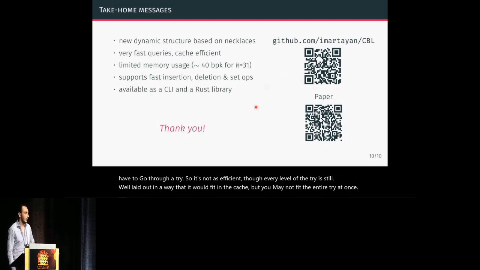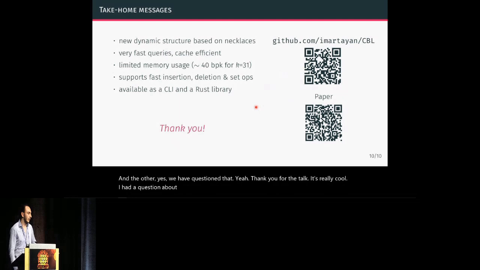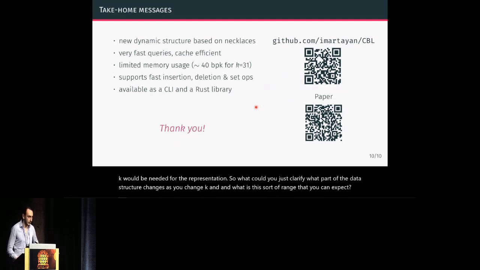Okay. Any other? Yes, we have a question there. Thank you for the talk, it was really cool. I had a question about if you were to choose a different size of K. You mentioned there's a range of approximately how many bits per k-mer would be needed for the representation. Could you clarify what part of the data structure changes as you change K, and what range you can expect for different values of K?